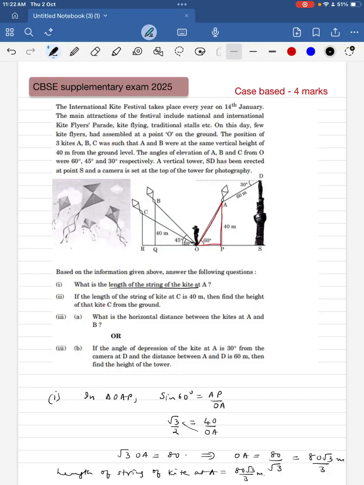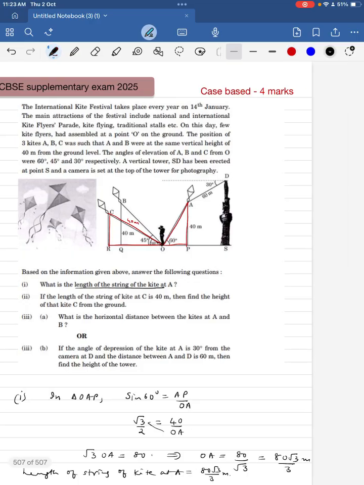Now in the second part, they've asked you to find out, if the length of the string of kite at C is 40 meter, then find the height of that kite C from the ground. Okay, so we are given the length of string of the kite at point C. This length is given to be 40 meters. And they're asking you to find the height of the kite C from the ground, which means we have to find the length of RC. So this time let me take triangle ORC and answer the second part of the question.